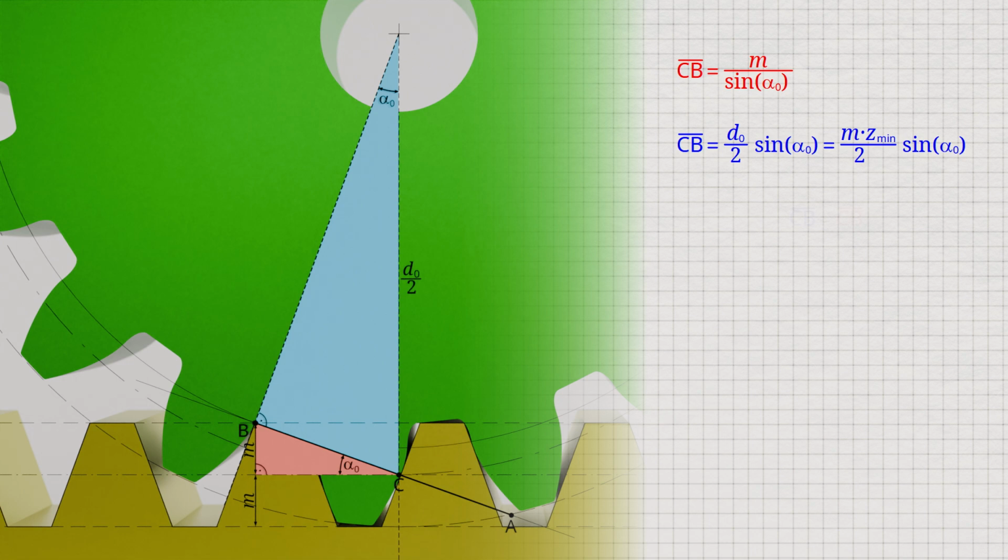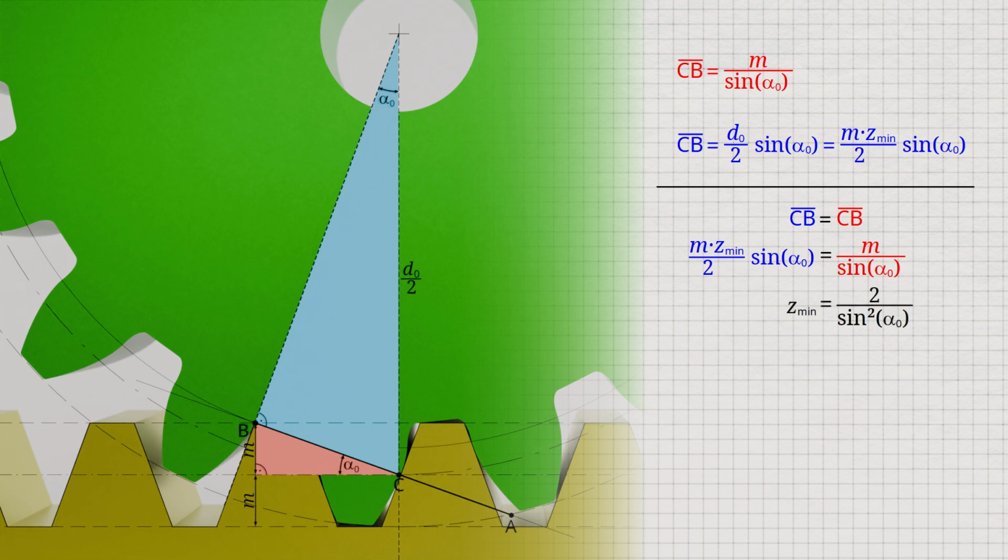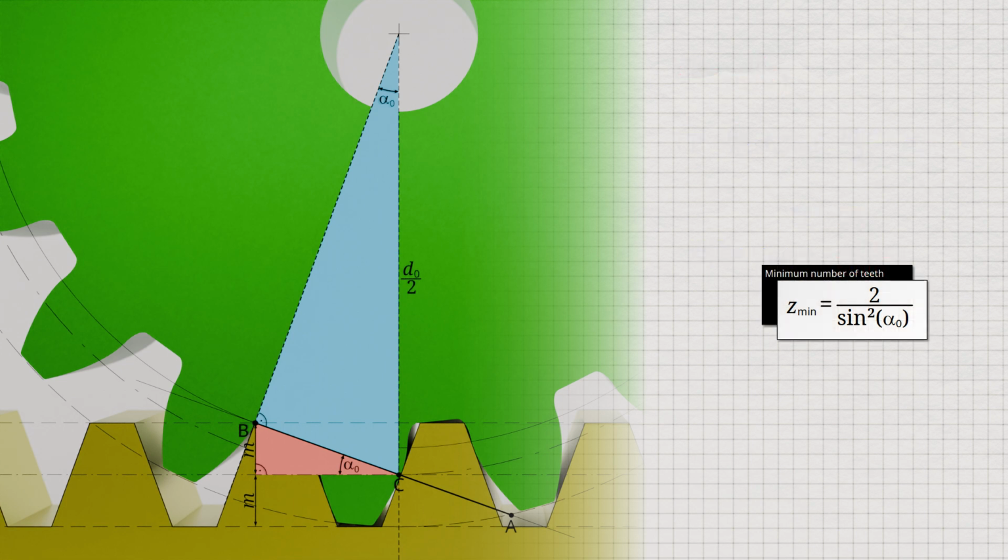The two equations can now be equated and solved for the minimum number of teeth Z-min. This gives the formula shown for determining the minimum number of teeth. This formula is independent of the module and depends only on the standard pressure angle. For a standard pressure angle of alpha 0 equals 20 degrees, the theoretical minimum number of teeth is 17. In practice, however, a minimum of 14 teeth is often assumed, below which an undercut actually has a negative effect.